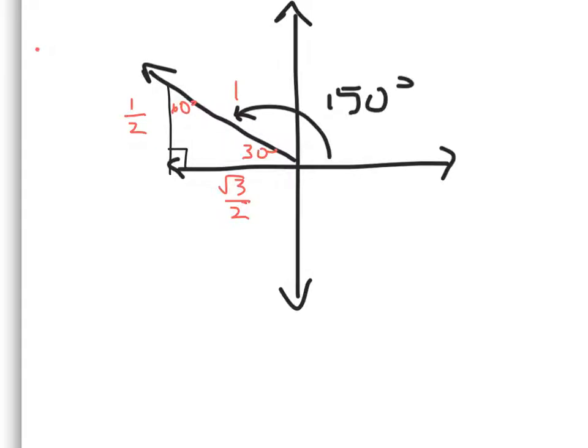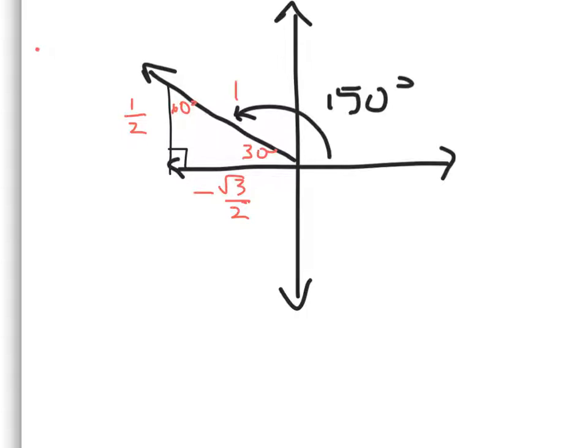Does anybody want to adjust anything that we have up there? Yes. Is it negative root 3 over 2? Why is it negative root 3 over 2? Because we're in the negative. Love it. Good job. Okay, because why? Excellent. Well, aren't we on the negative side of the x-axis? So since we're on the negative side of the x-axis, our x value, the root 3 over 2, has to be negative, but the 1/2 is going up, so it's positive.